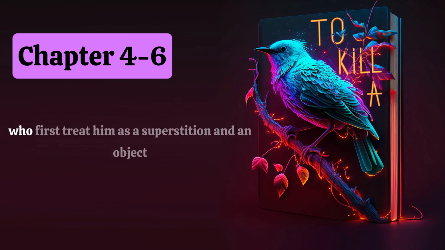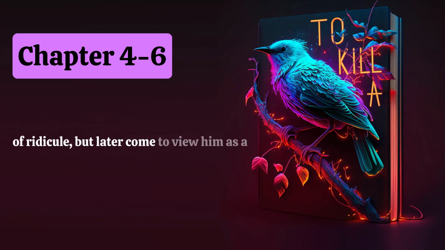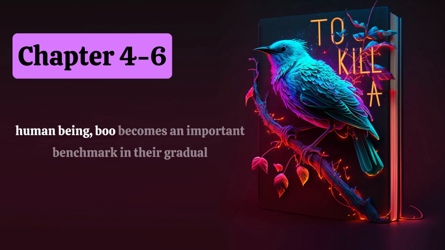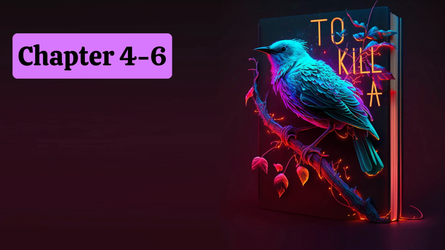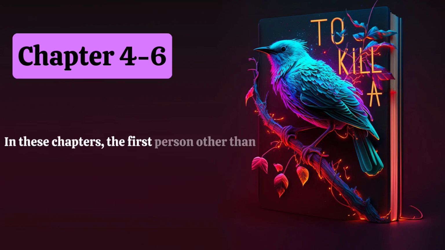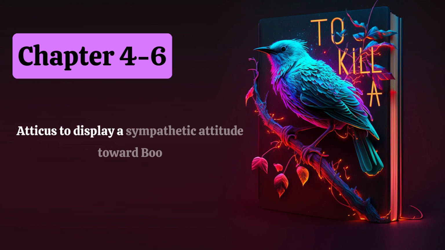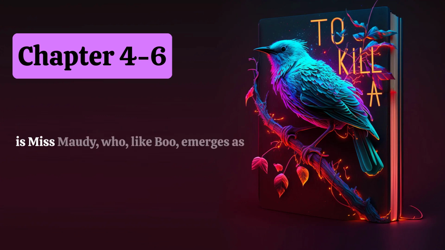For the children, who first treat him as a superstition and an object of ridicule but later come to view him as a human being, Boo becomes an important benchmark in their gradual development of a more sympathetic, mature perspective. In these chapters, the first person other than Atticus to display a sympathetic attitude toward Boo is Miss Maudie, who, like Boo, emerges as an important character in this section.